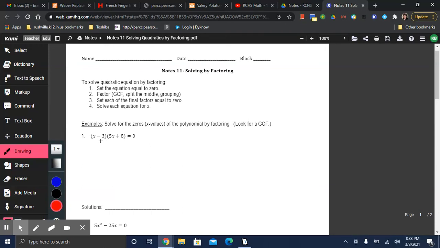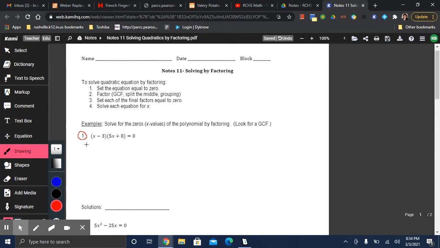Hello, students. Today we're going to be working on Notes 11, and this lesson is solving quadratic equations by factoring. So you'll be finding that our goal is to get our equation to have parentheses, like what we see in problem number 1, where I have x minus 3 times 5x plus 8 equals 0. Now, some of our problems will not start off with parentheses, and so we'll have to do the factoring as we've been doing in your previous lessons in order to get the parentheses.